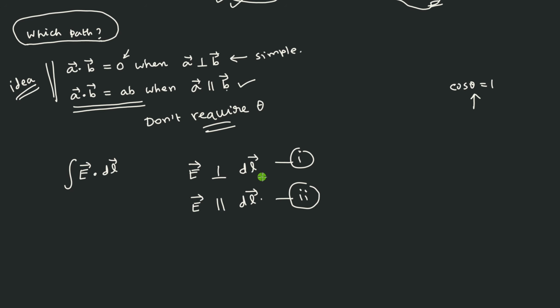I am going to choose some particular path such that either E perpendicular to dl or E parallel to dl will be satisfied. One of these conditions will be satisfied.